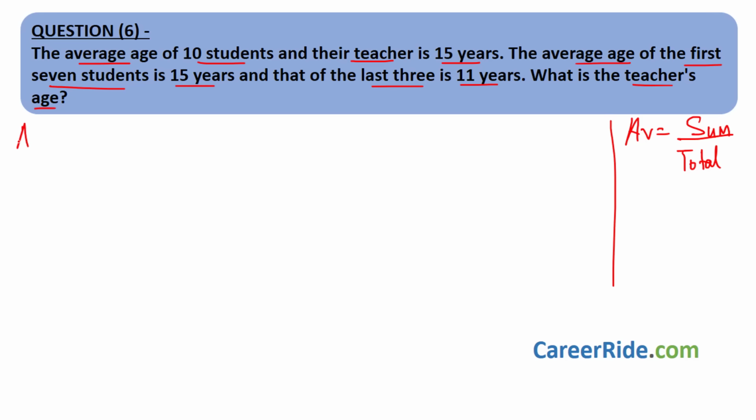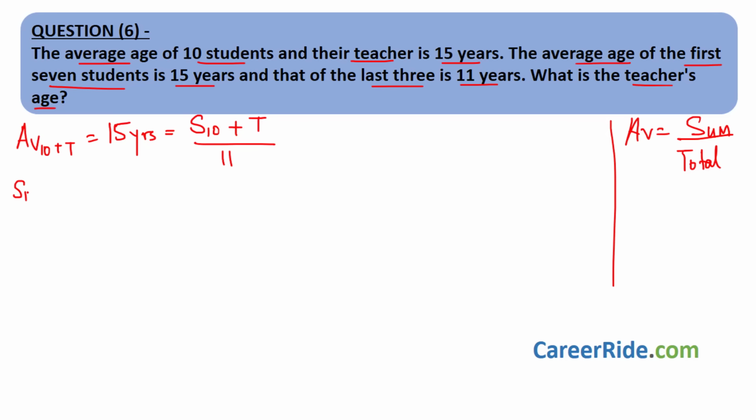So, what we will have over here in the first sentence, they have given average age of 10 students plus their teacher is 15 years, right? And average is nothing but sum of ages of all the people, that is sum of the ages of the 10 students, let that be S10, plus the age of teacher, let the age of teacher be T, divided by total number of people, that is 10 students plus 1 teacher, which would be 11.